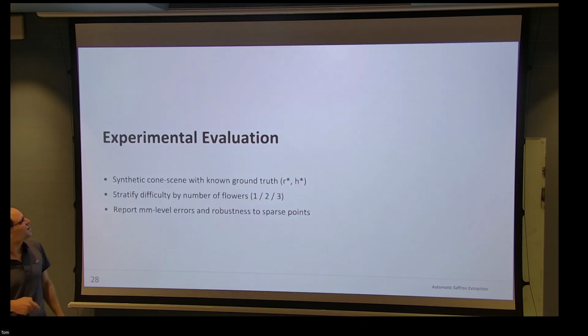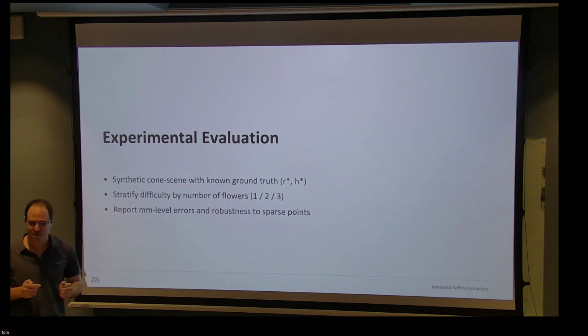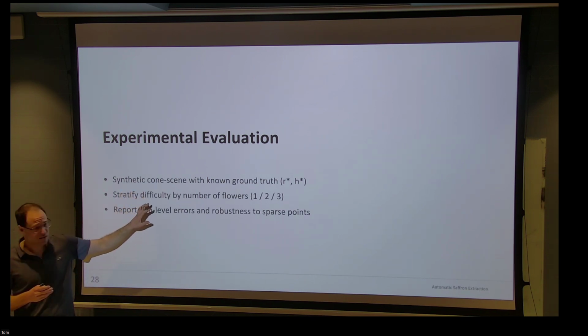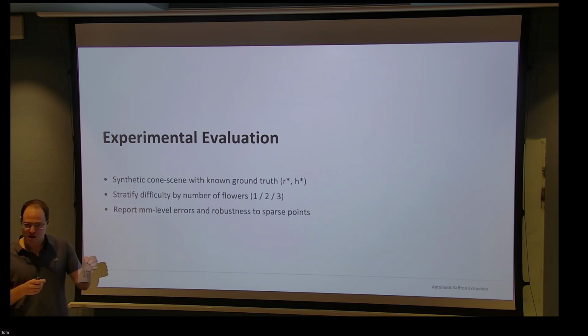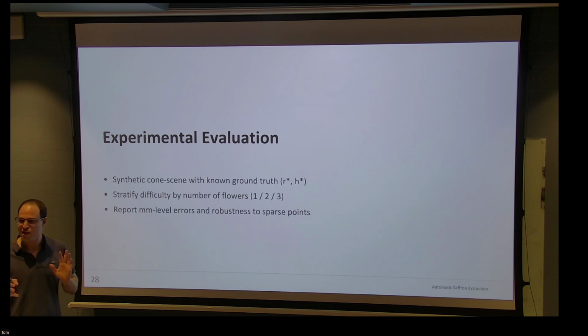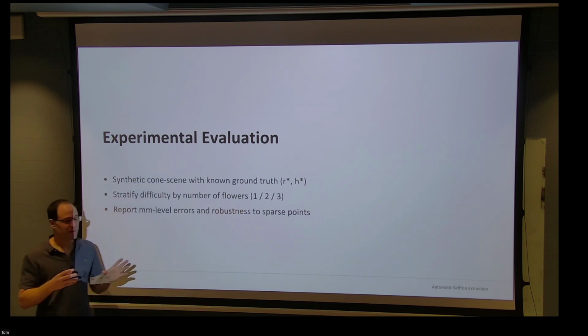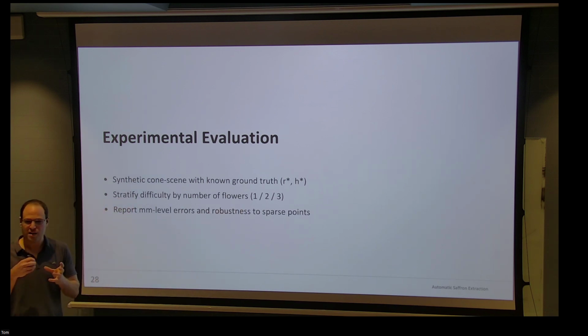Okay, and now we will show you a little bit of experimental evaluation on the vision process. To measure our vision, we had to have a ground truth. Ground truth in real plants is hard to get, so we made a synthetic data set where we know exactly R and H in each plant for each flower, and we stratify difficulty in three levels. Plant with one flower, plant with two, and plant with three flowers, because one plant can have up to 3 flowers. More than 3 flowers is very uncommon.